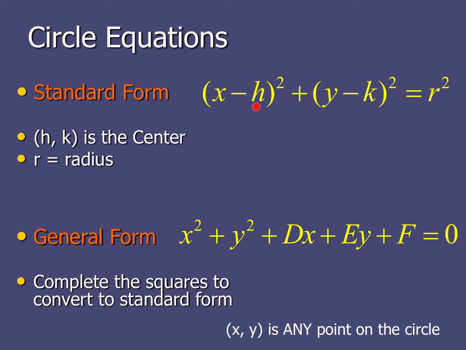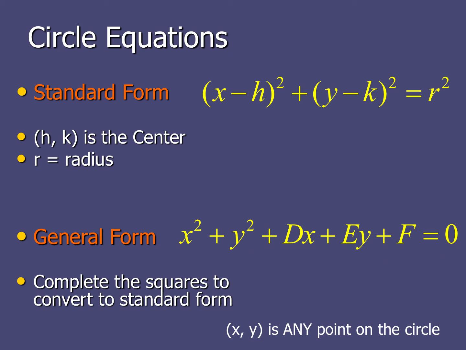We've seen this h, k before when we've studied the vertices of our parabola, when we've put it in vertex form. So the idea is similar, except that h, k, our center, is not actually a point on the circle, it's the center of the circle.